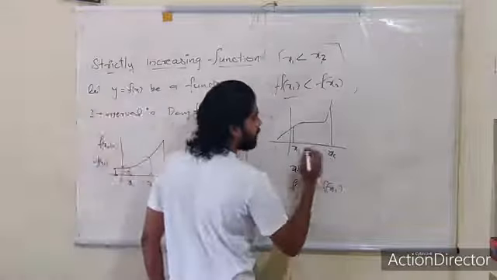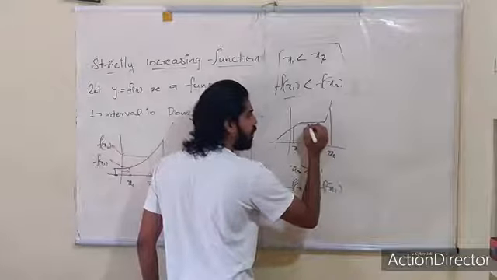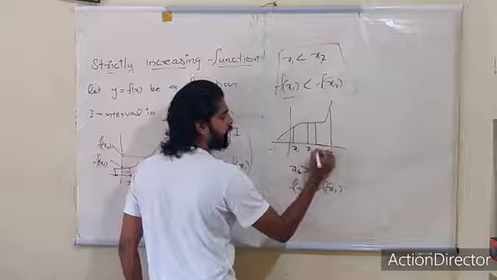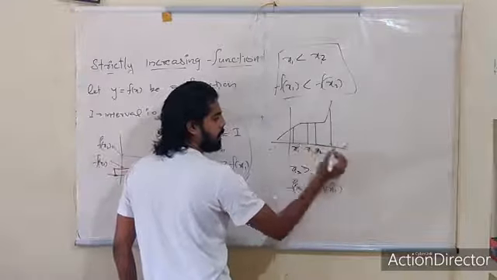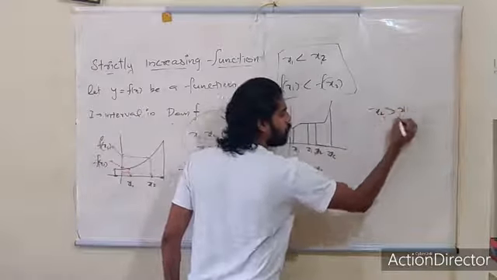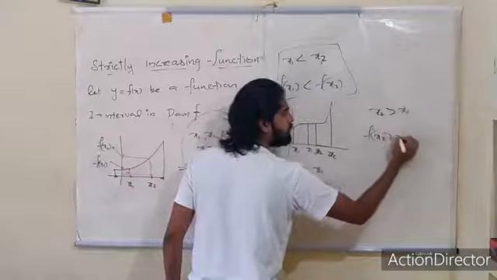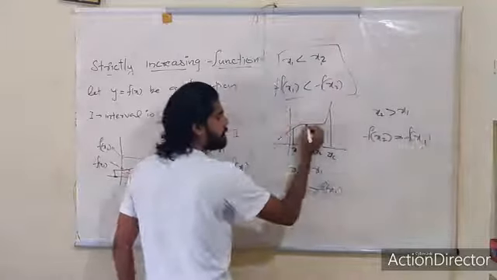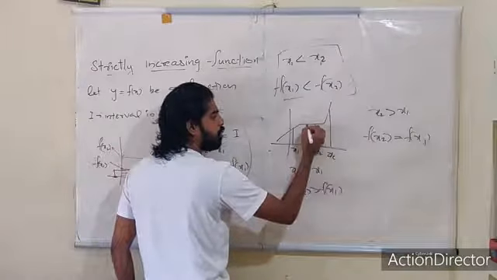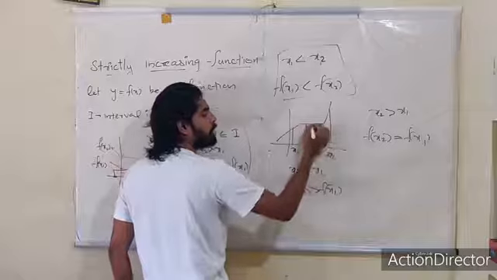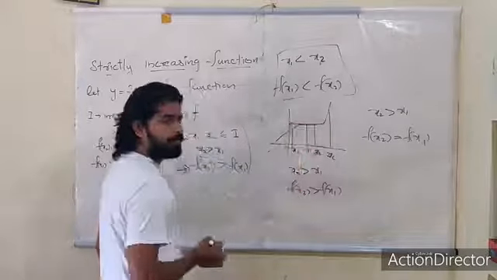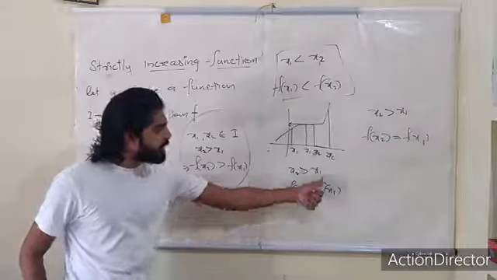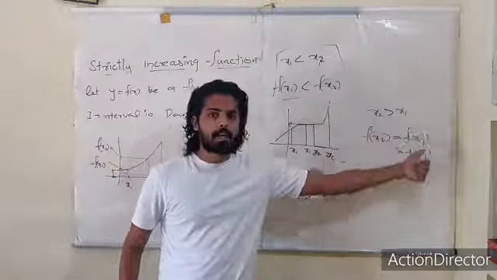But there is a little difference. Suppose x1 and x2 are values in the section where we have a horizontal line. Here, x2 is greater than x1, but f of x2 is equal to f of x1, right? f of x2 and f of x1 both can be the same. The height at x1 and the height at x2 are equal. That means in an increasing function, either f of x2 is greater than f of x1 or f of x2 can be equal to f of x1.